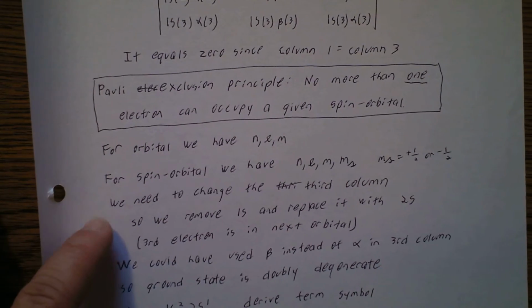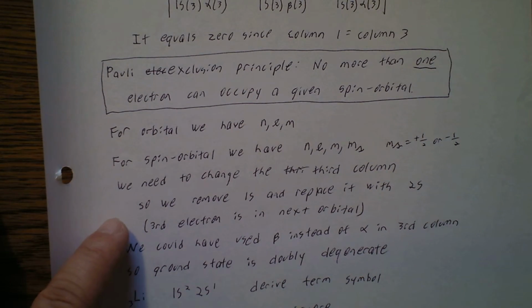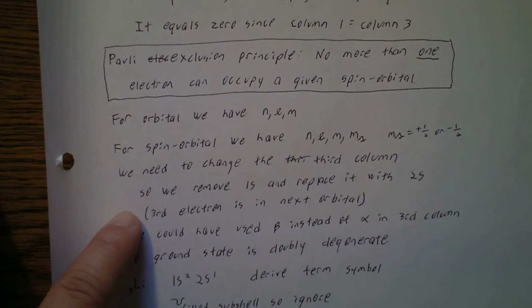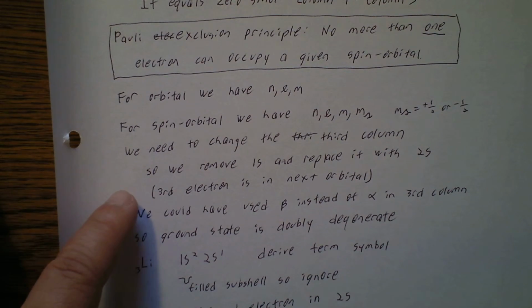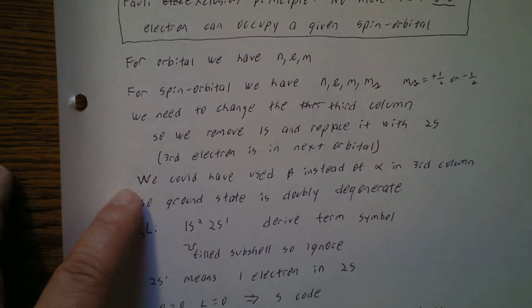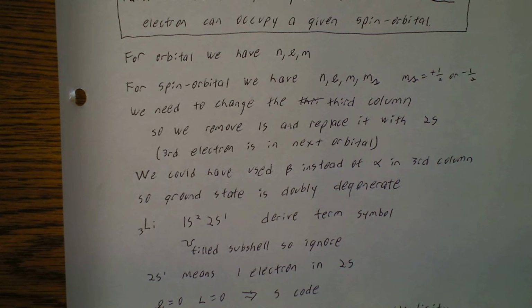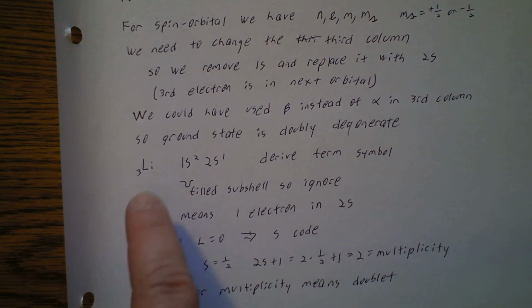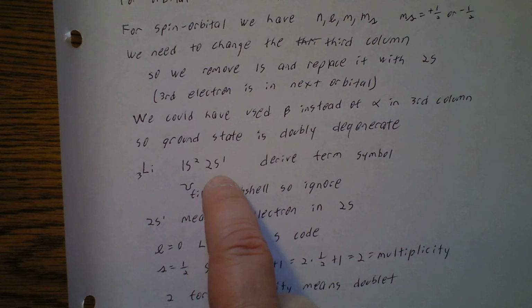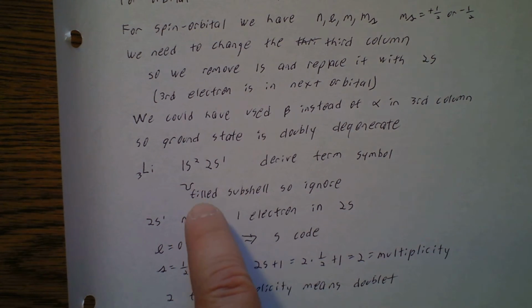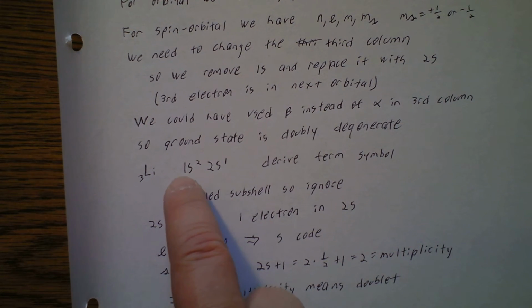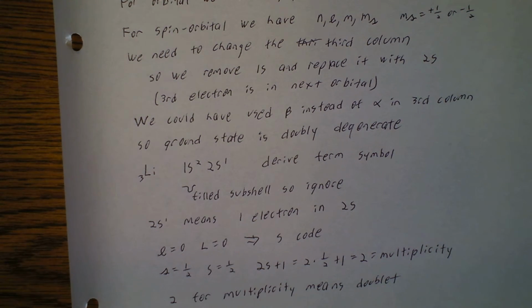So we need to change the third column, so we remove one 1s and replace it with 2s. So the third electron will be in the next orbital. We could have used beta instead of alpha in the third column. So the ground state is doubly degenerate. So we have lithium 3, that's 1s2 2s1. The 1s2 there is the filled subshell, so we're going to ignore that.